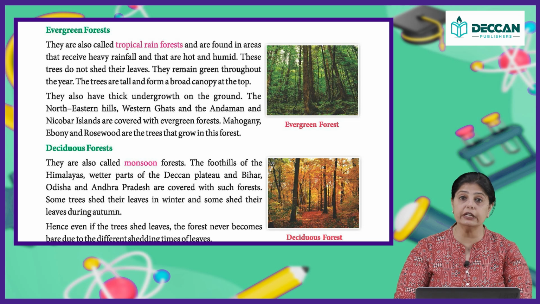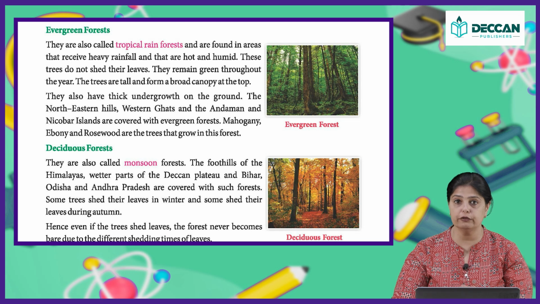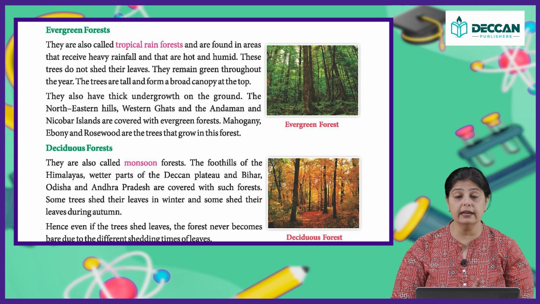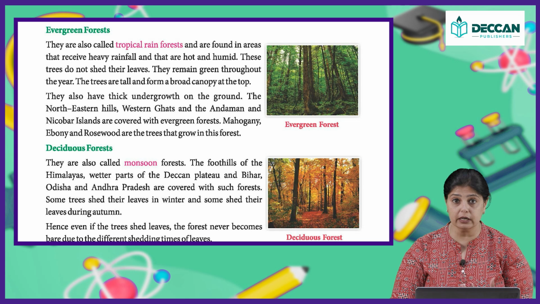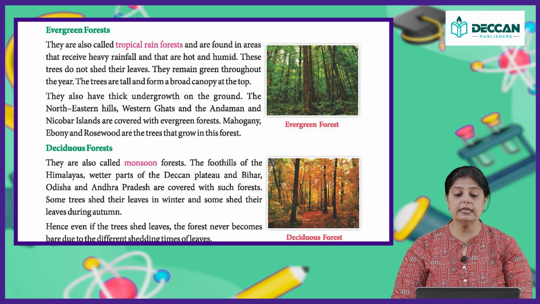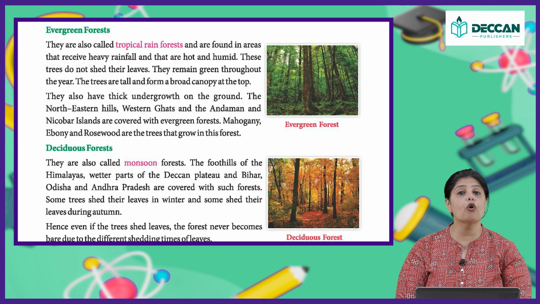So, let us begin with the evergreen forest. As the name suggests, evergreen means it is forever, always green in that area. These evergreen forests are also known as tropical rainforest. They are found in areas that receive heavy rainfall, that are hot and humid. These forests require this type of condition, hot and humid with a lot of rainfall. These trees do not shed their leaves, they have leaves all throughout the year.